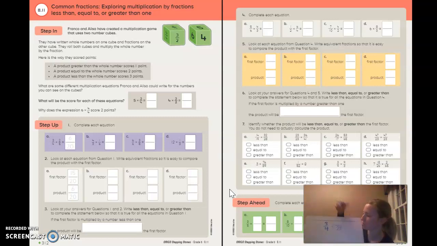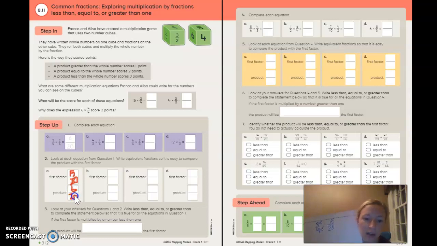How do I turn a 4 into a 20? Well, I know that I need to multiply by 5. Whatever I do to the top, I must also do to the bottom. 3 times 5 is 15. 4 times 5 is 20. So your answer would be 15/20. So now when I compare them, the first factor is 15/20, and then your answer was 6/20.